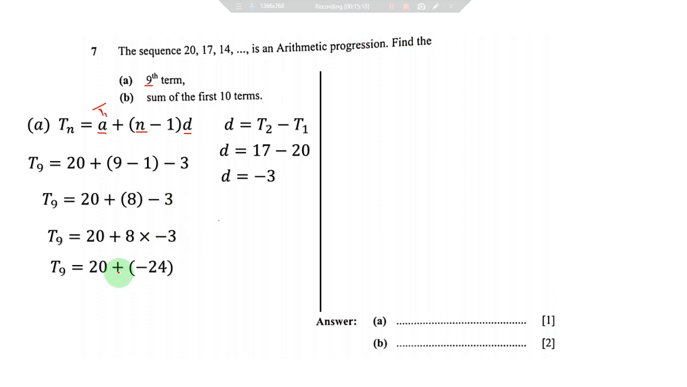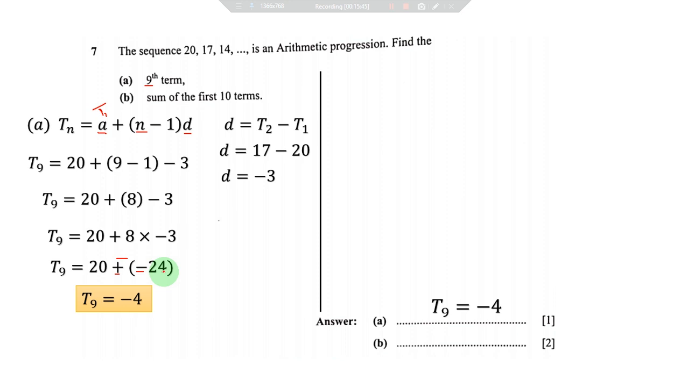Then here, positive times this negative which is inside, it will give us a negative. So we're going to have 20 minus 24. Okay, so 20 minus 24, same concepts of integers, different signs, we subtract and we'll get the sign from this bigger number, the 24. So 20 minus 24 will give us, good, negative 4. That is the 9th term, okay?